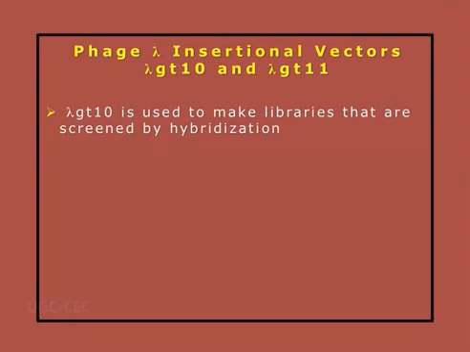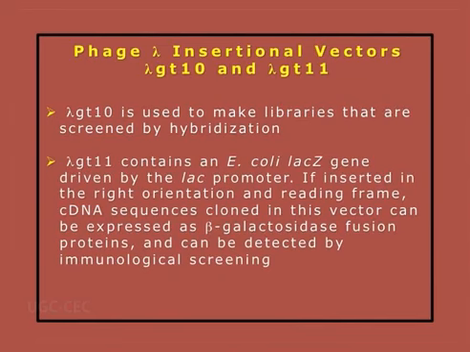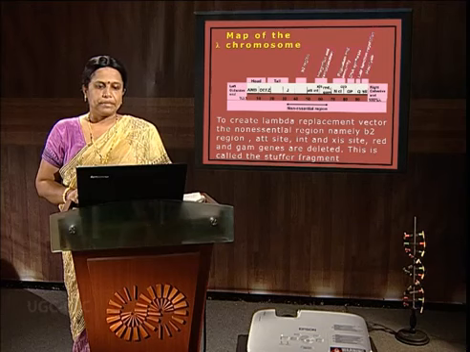The interesting part about lambda gt11 is that it contains a lacZ gene driven by a lac promoter. If inserted in the right orientation and right reading frame, the cDNA sequences cloned inside lambda gt11 can be expressed as beta-galactosidase fusion proteins and can be easily detected by immunological screening.